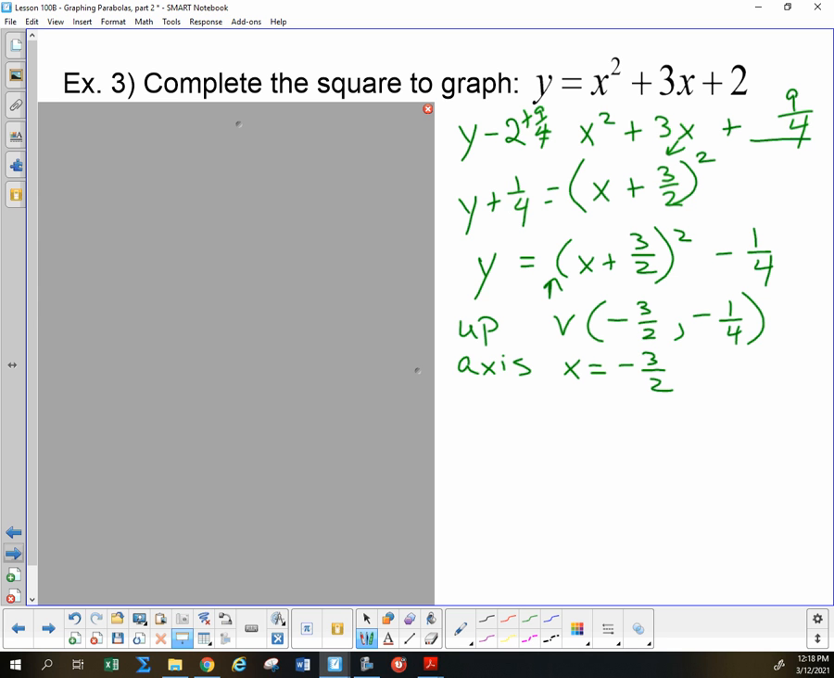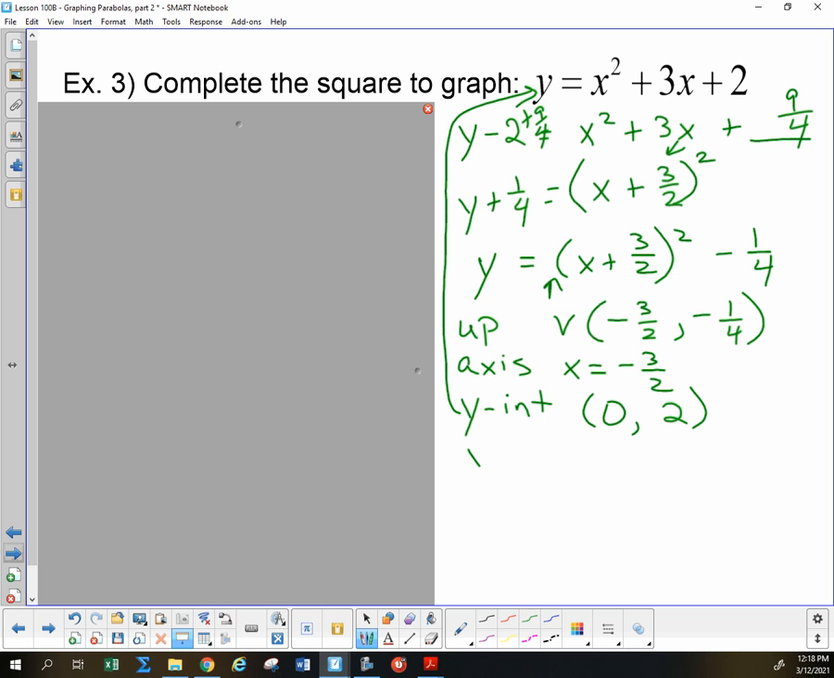To get our y-intercept, we go back to the original equation, and we plug 0 in for x. So we have 0 plus 0 plus 2, and our y-intercept is (0, 2).